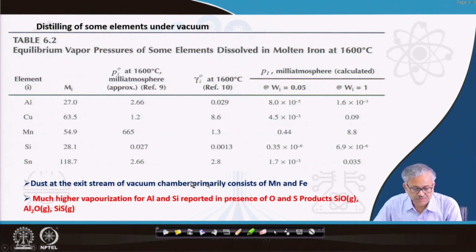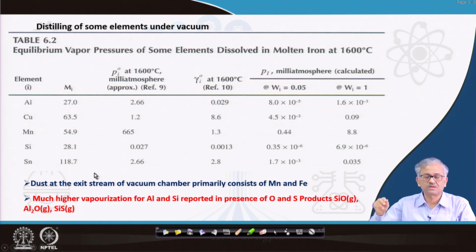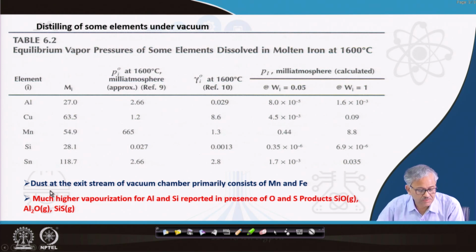So manganese distills off. That's why in the dust in the exit stream, in the vacuum duct, which is the exit duct, if you see the exit stream there, you can find the dust consists of manganese and iron. It is experimental evidence.